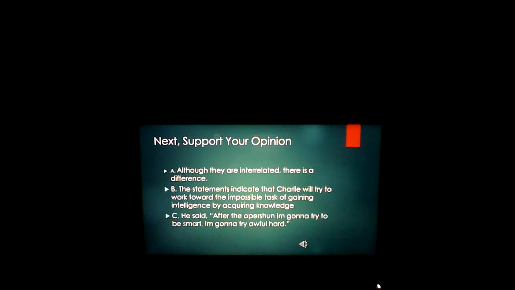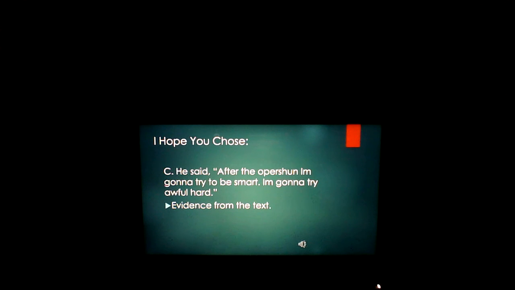You've already given your opinion. That's what you think. But now, prove it. You have to prove it by giving evidence from the text. With that knowledge, which one of these is the best support for our introductory and opinion sentence? I hope you chose C. He said, after the operation, I'm going to try to be smart. I'm going to try awful hard. This is evidence taken directly from the text. And not only that, these are the words that Charlie said, which makes this a strong support for your opinion.